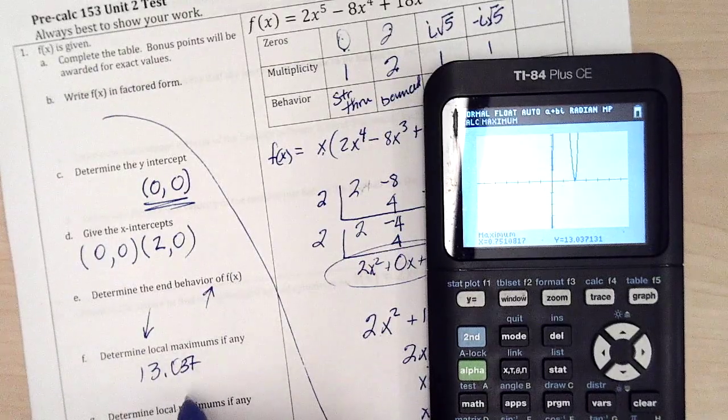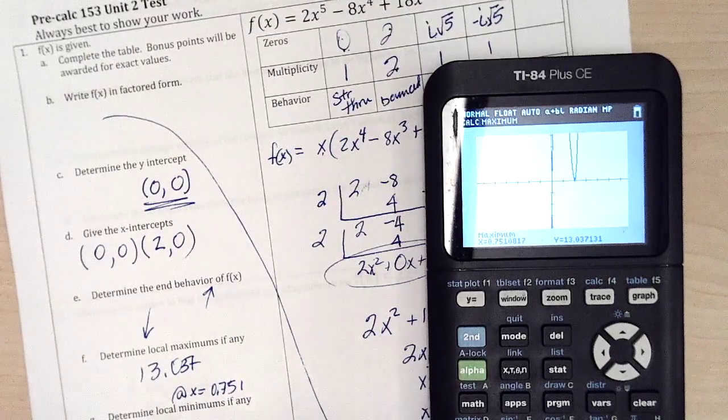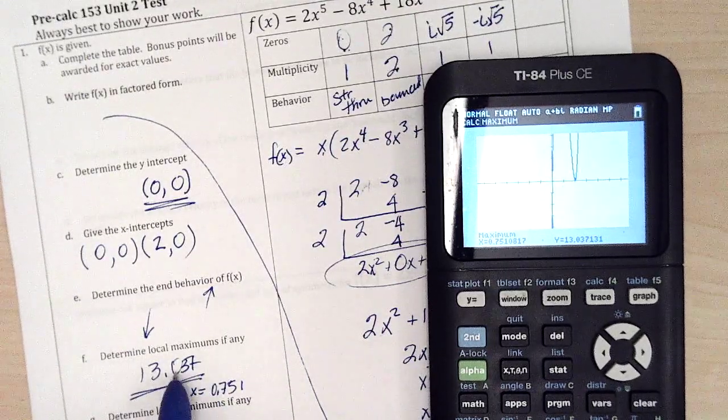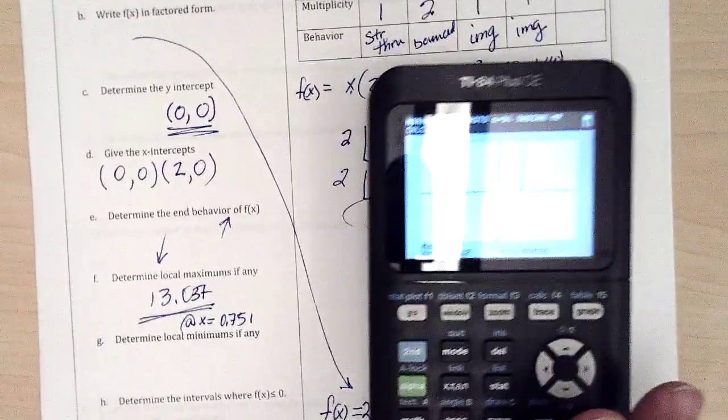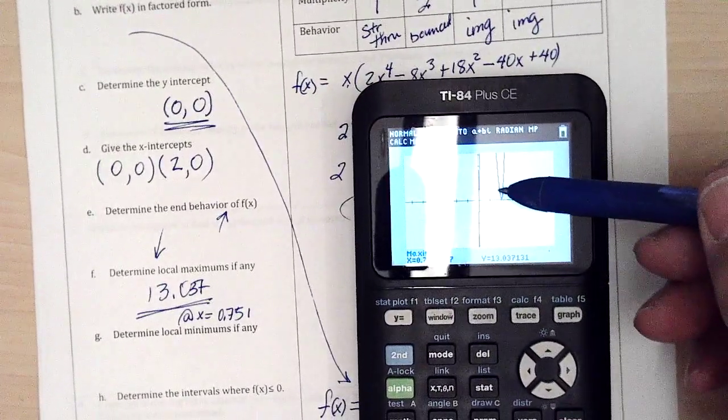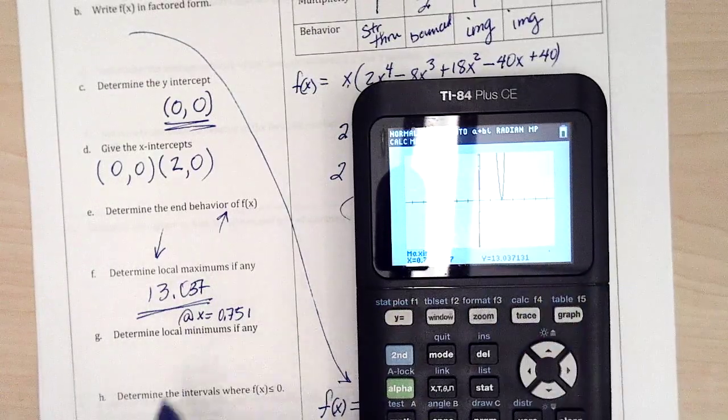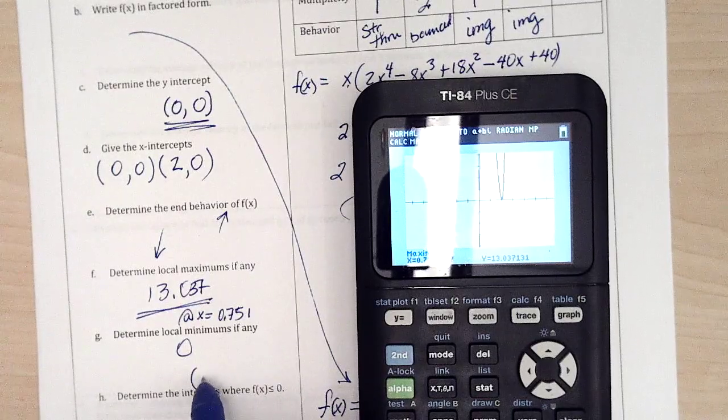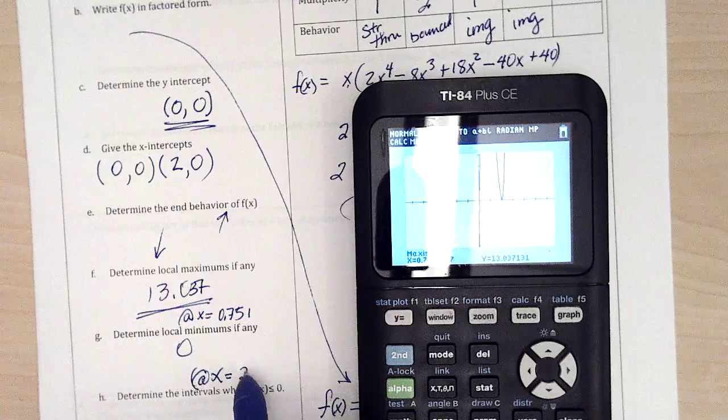0.37. And that's happening at x equal 0.751. This is the maximum right there. That's the answer to this one. I'm just making that note so that I have it for later. Is there a minimum? Well, yeah, this thing comes down and touches at 0. So the local minimum is 0. And I'm going to make a note to myself. It happens at x equal 2.